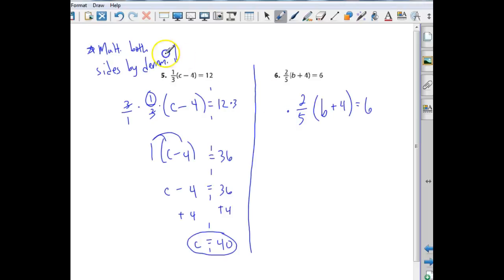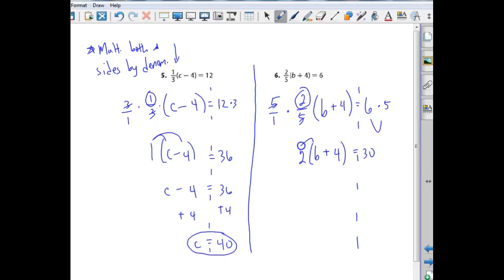So again, I'm going to look at that denominator, which is 5. So I'm going to multiply by 5. You know why? Because I want to get rid of it. Now I have to do that to both sides, and again, I forgot to write my dashed line here. So this 5 and this 5 now cancel out, but you're left with this 2. The 2 still remains, so you have to keep that 2 because you still have to multiply the 2. And you have 2 times b plus 4, and that's equal to 6 times 5 is 30.